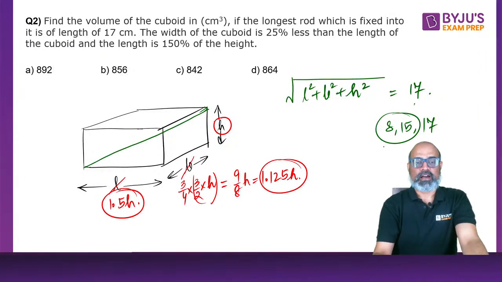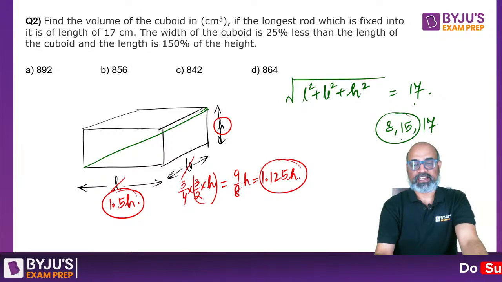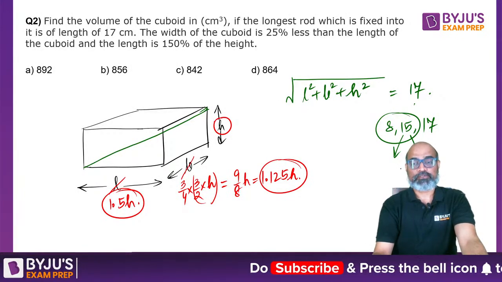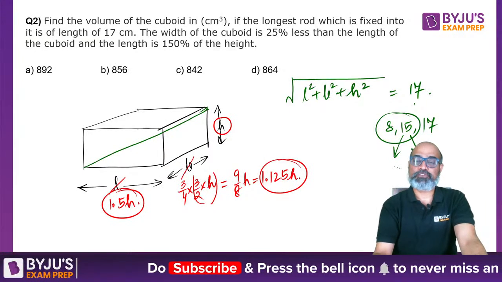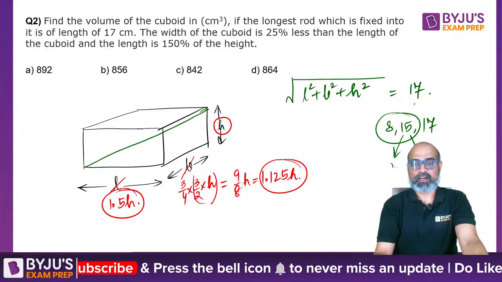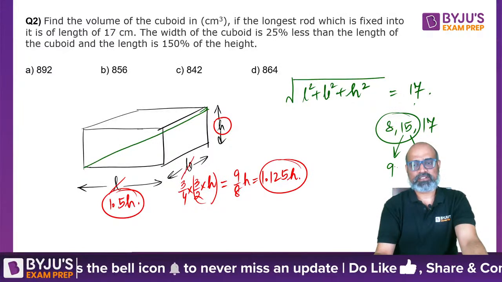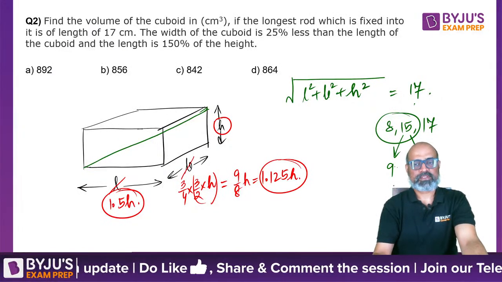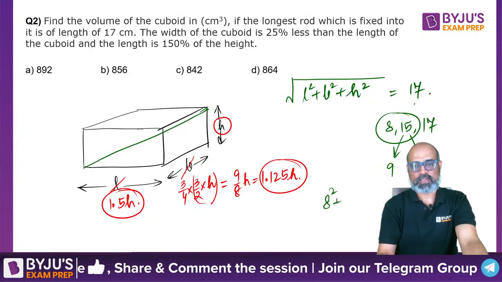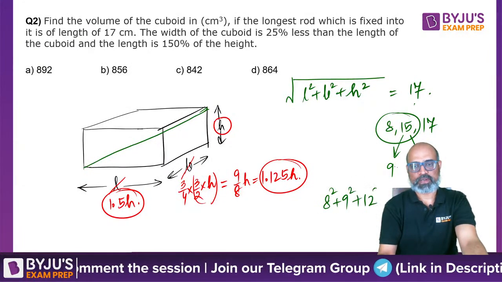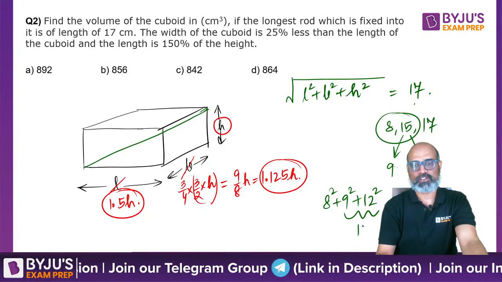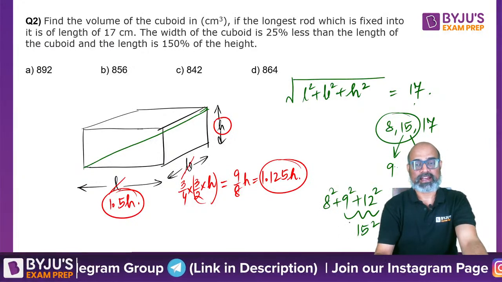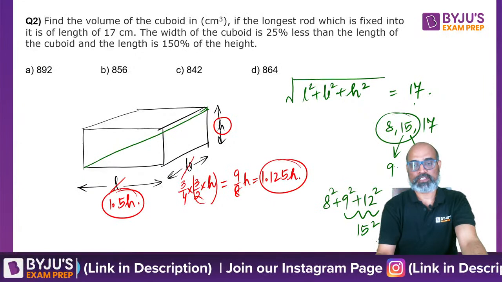Now with 8, 15 and 17, we can have 15 as one of the diagonals, wherein you can get that 15 from 9 and 12. So if I have 8 squared plus 9 squared plus 12 squared, 9 squared plus 12 squared will result in 15 squared, and then 8 squared plus 15 squared will result in 17 squared.